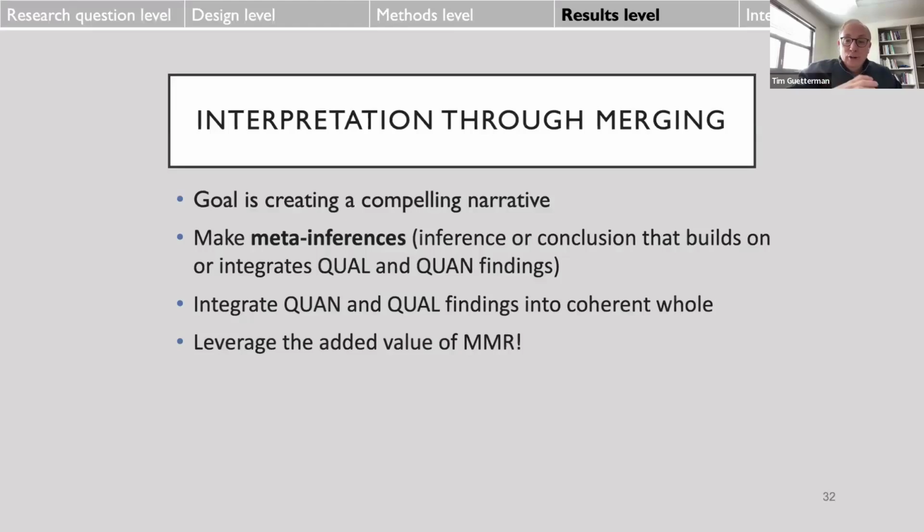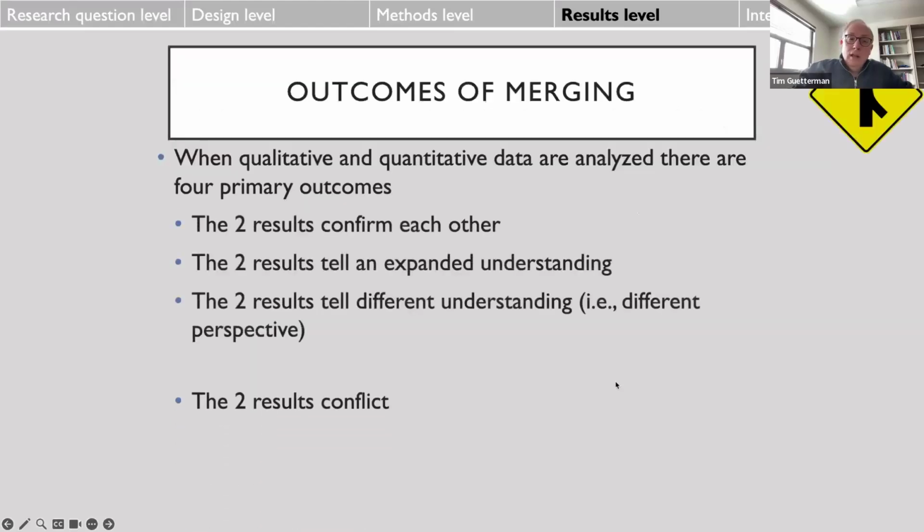So keeping in mind here, your goal is to create a compelling narrative, and the onus is on the researcher to report those integrative results. So part of that means creating those meta inferences. So these are the new inferences that really arise from your integrative analysis into a coherent whole. And I think without creating those meta inferences, that new insight, you're really not taking advantage of the full value of mixed methods research. It's kind of a cautionary tale.